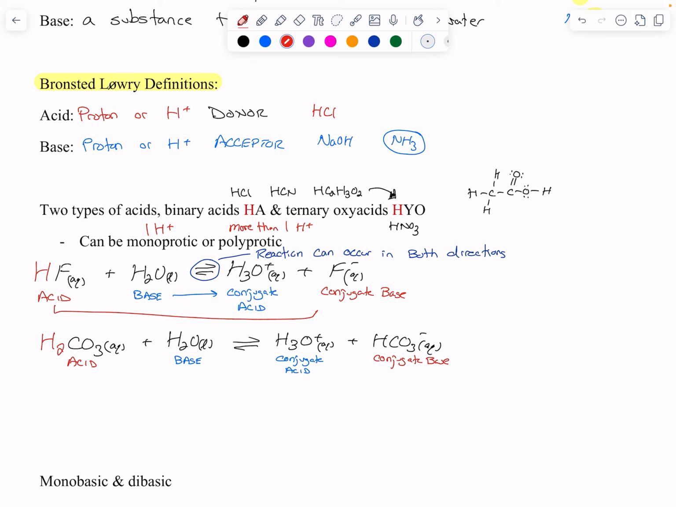Now, this is reaction number 1. Reaction number 2 would be with HCO3 minus, carbonate.